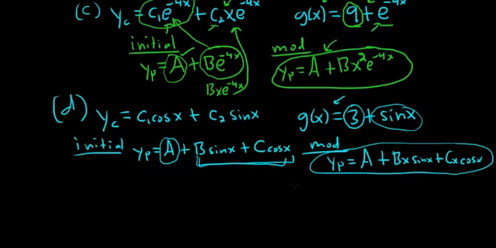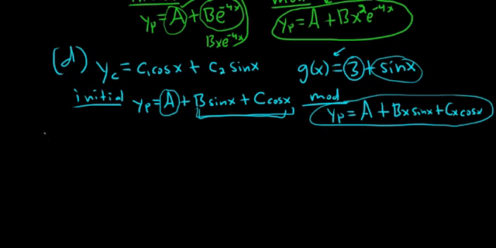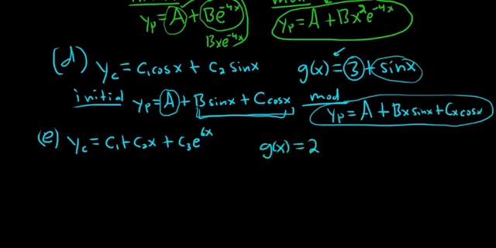Let's do another one. A, B, C, D, E. How about this one? Y sub c equals c1 plus c2x plus c3 e to the 6x. That would be the complementary function. And in this case, g of x is equal to 2 minus cosine x. All right, so as before, we'll do our initial. And when you're doing the initial, again, you only look at this one here.